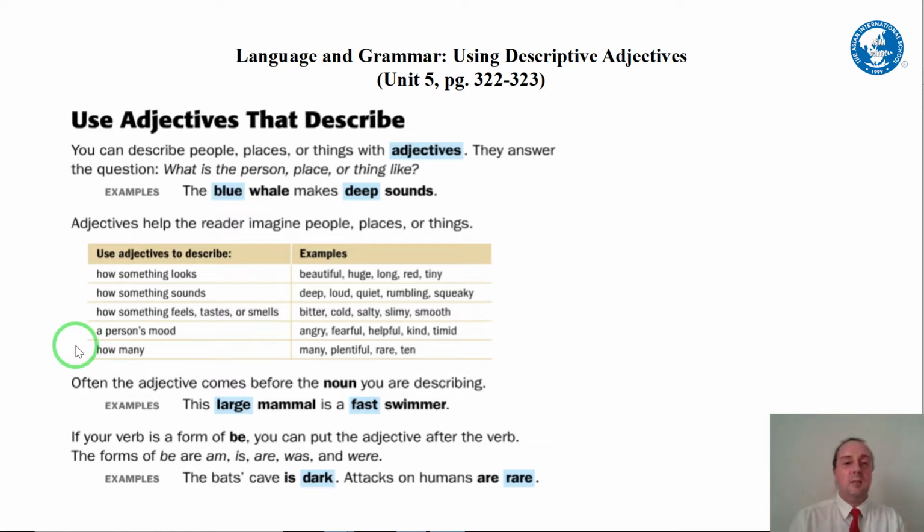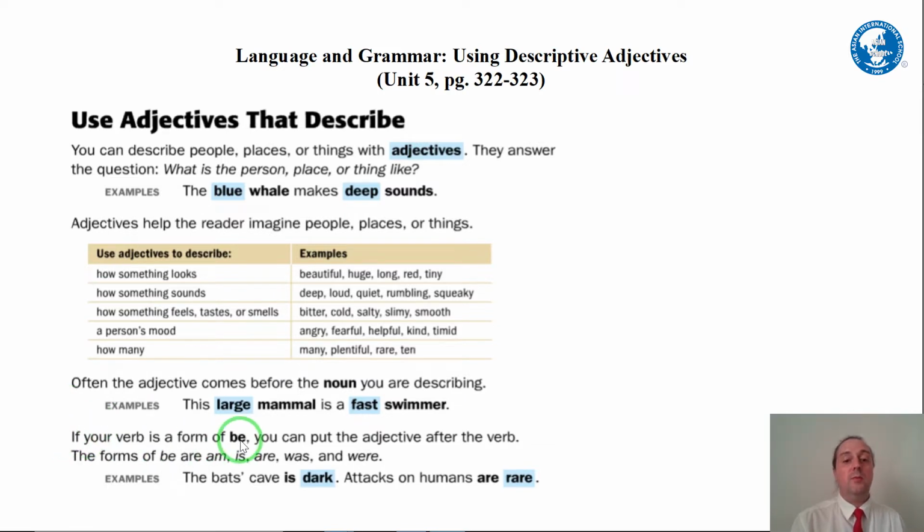So we use descriptive adjectives for lots of things, and the more descriptive your adjectives, the more understandable your language is, the more we can understand what it is you're trying to say or write or communicate. And most times in English, the adjective comes before the noun you are describing. This is the opposite of Vietnamese. In English, we put the adjective before the noun. This large mammal is a fast swimmer. Large and fast are the two adjectives in that sentence.